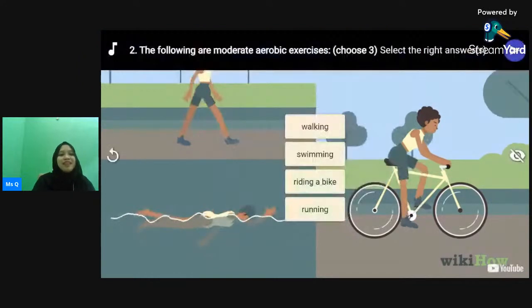Okay, what are the 3 moderate aerobic exercises mentioned? Can you type in the answers in the live chat section? Is it walking, swimming, riding a bike, or running? Choose 3 activities mentioned as aerobic exercises that you can even see in the pictures. Type your answer in the live chat section, please.